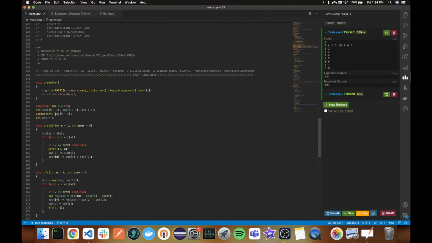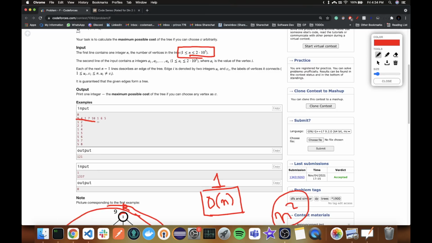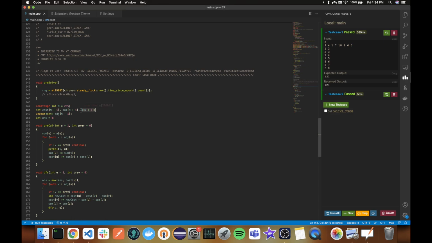So here I have a few things. This is the graph. A is just the values that we are given in this problem. And answer is just the final answer. Now I have only two things here, but I used three things there. Reason is, cost is just the DP and sum is just the cumulative sum, because we don't need sub answer and DP at the same time. What we can do is just override sub answer with our actual DP values.